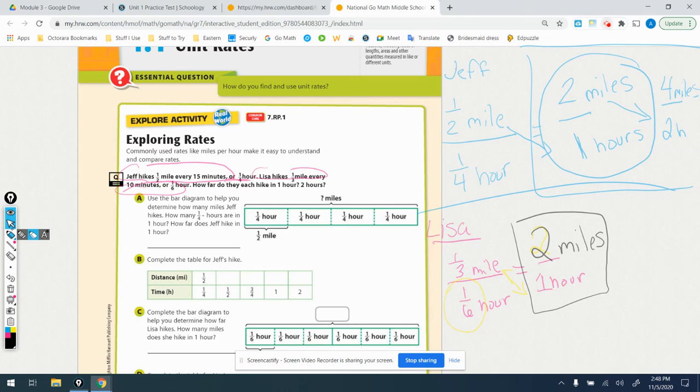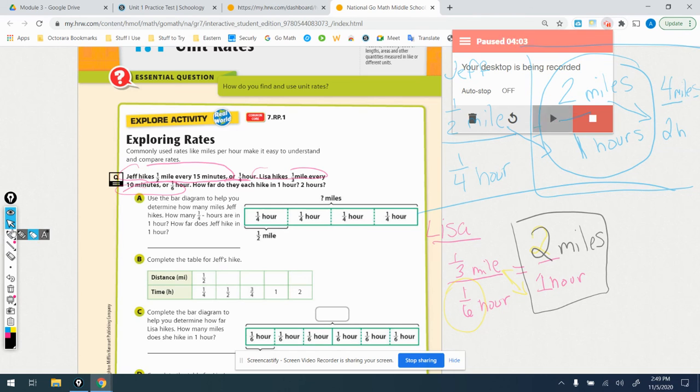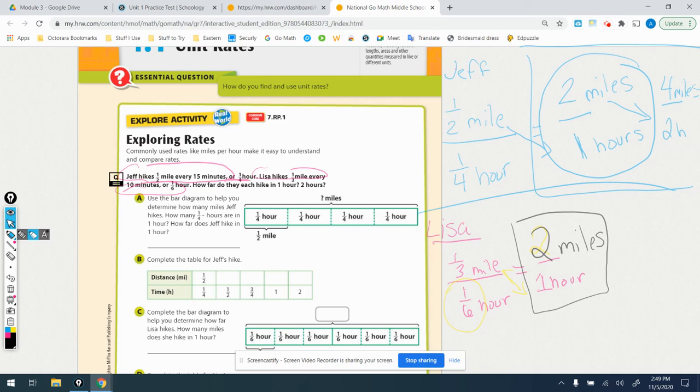All right. If I were going to keep going and I could solve for how many miles Lisa hikes in 2 hours, I would use the same strategy, cross multiply and divide, and I would end up with 4 miles. Both people hike 2 miles in 1 hour and 4 miles in 2 hours. So the strategy that you're going to be using this week is cross multiply and divide.